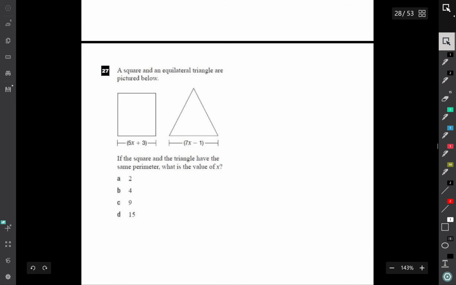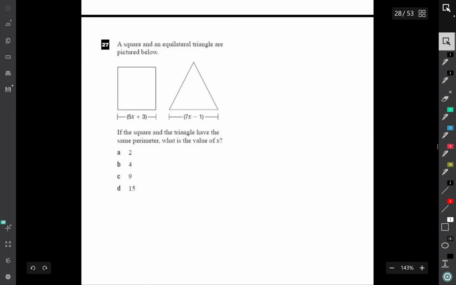Okay, hi guys. So we're going to continue on with question 27. A square and an equilateral triangle are pictured below. If the square and the triangle have the same perimeter, what is the value of x?